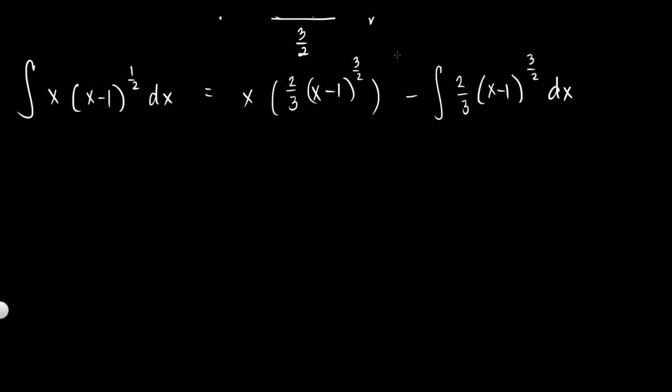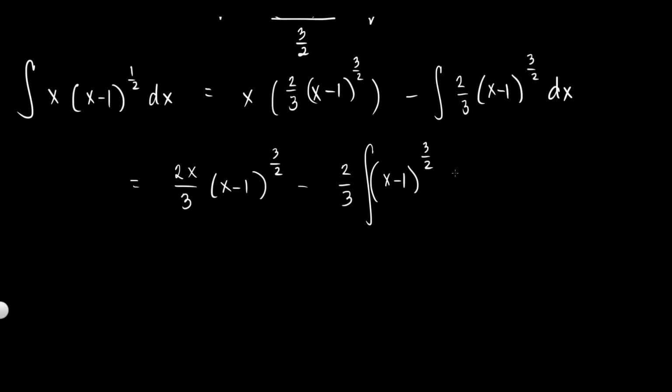Okay. So, what's next? This is now equal to 2x over 3 times (x minus 1) raised to 3/2, minus 2/3 times the integral of (x minus 1) raised to 3/2 dx. Okay, power formula then. So, this is 2x over 3 times (x minus 1) raised to 3/2 minus 2/3 times (x minus 1).